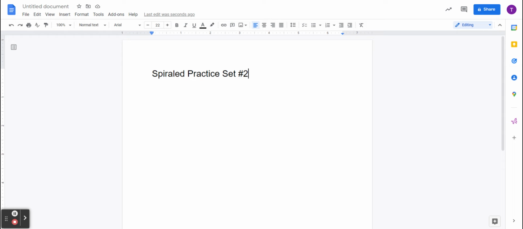Number 1, select the figures that are shaded to show equivalent fractions.